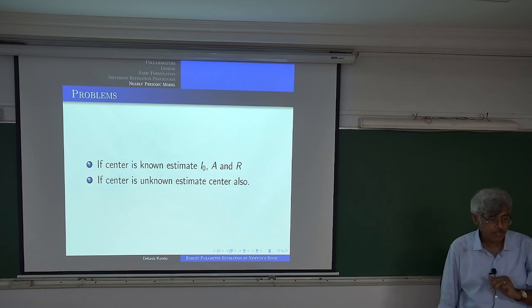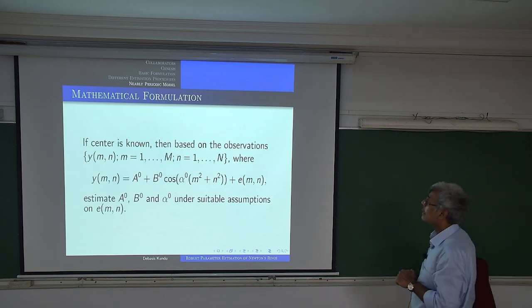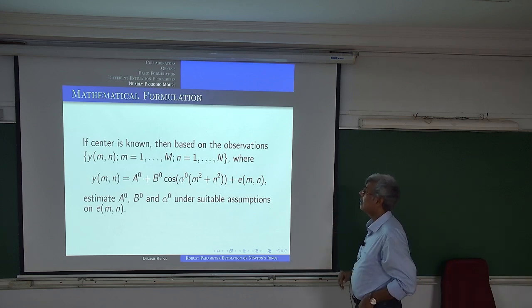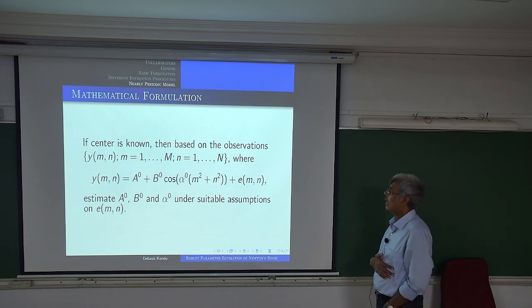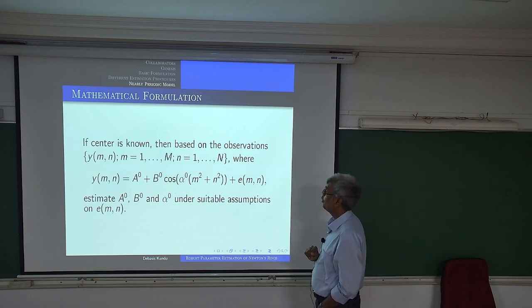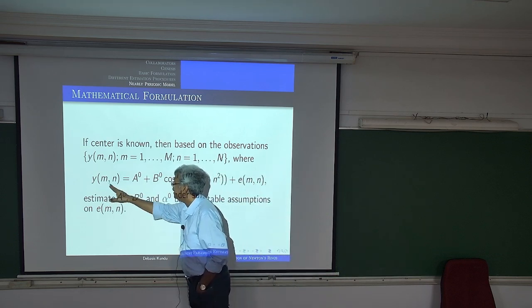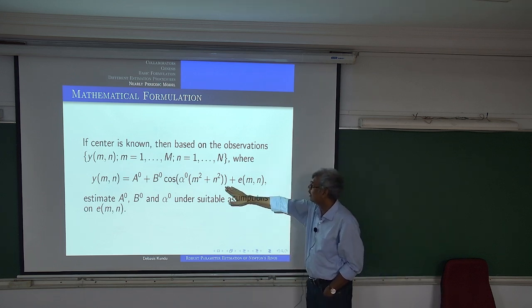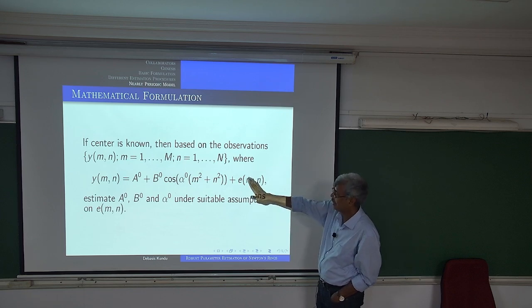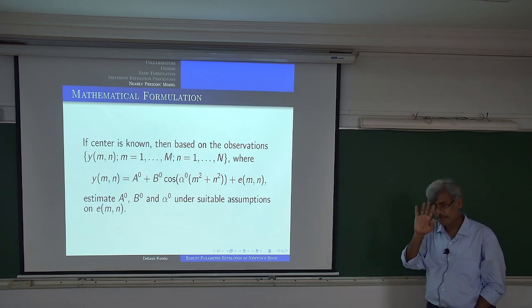So this is the problem we came across. Mathematically, if I put the mathematical formulation, it is the same thing we have done for the one-dimensional case. If you move to the two-dimensional case, I am taking the center to be known, so x naught, y naught is known, and if you move the center to 0 by simple transformations, what you finally obtain is this data y_mn, the intensity that you are observing, in this form plus e_mn, and the problem remains the same. I am trying to estimate a naught, b naught, and alpha naught at the same time.